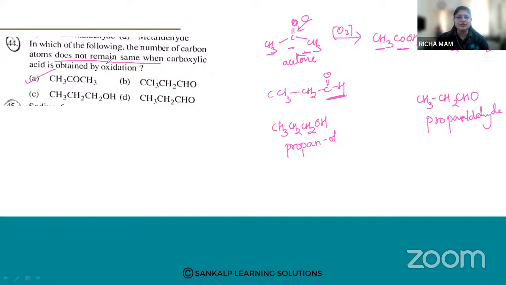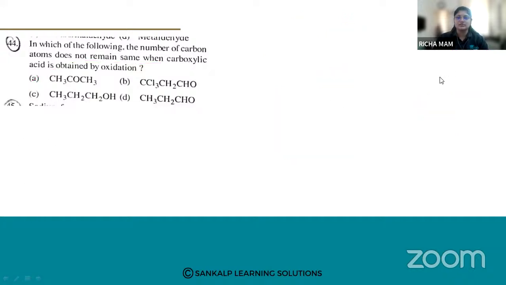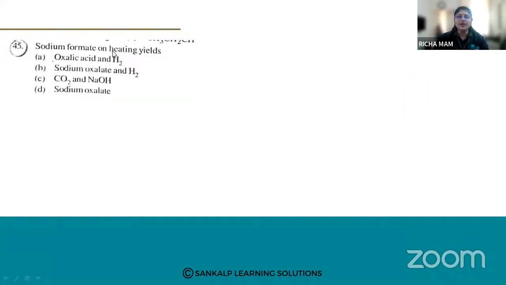So the number of carbon atoms which will not be the same is in option A. Next question: sodium formate on heating yields A, oxalic acid and H2; B, sodium oxalate and H2; C, carbon dioxide and NaOH; and D, sodium oxalate. So what is sodium formate?